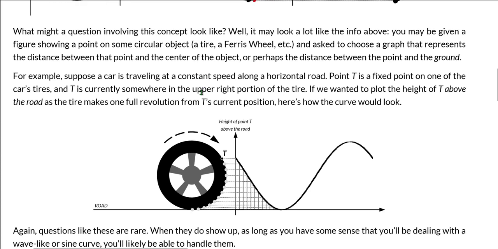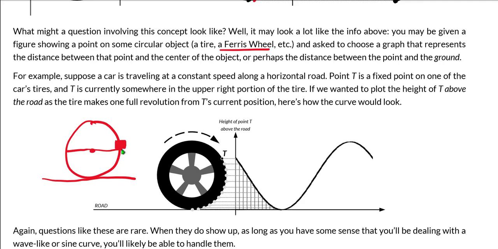You might be told that there is a certain point on a wheel, or you might be dealing with a Ferris wheel and talking about a specific car on the Ferris wheel. I don't know if they call them cars, but that's what I'm going to call them. A certain compartment on that Ferris wheel. And you might be asked about the height of that car, either above the horizontal diameter of the Ferris wheel or even above the ground.